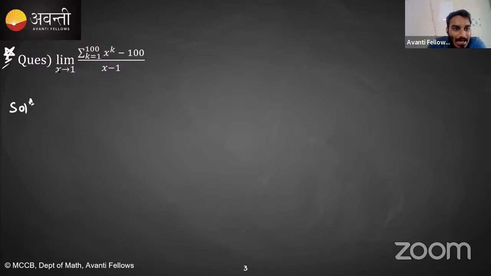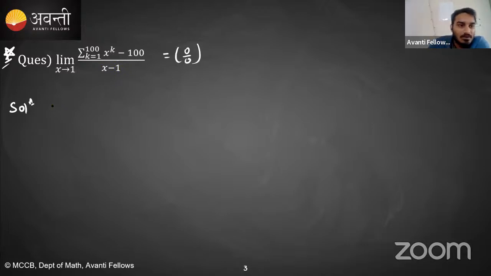It's written: limit x tends to 1, summation of x raised to the power k minus 100, k varying from 1 to 100, upon x minus 1, right? So first of all, if x is 1, it is a summation over 100 times of 1. So it will be 0 by 0 form, right? Numerator will be 0 and denominator will be 0 at x equal to 1. So this given example is of 0 by 0 form, so we have to eliminate it.